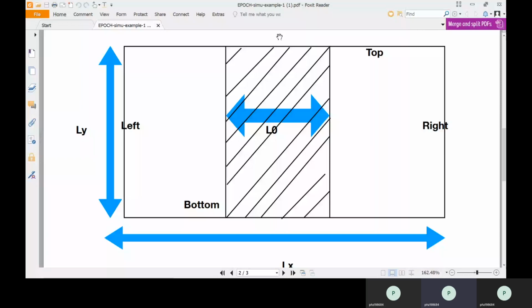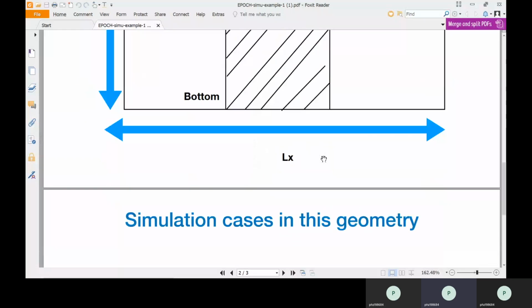So this is our simulation box. Here we have a plasma region of length L0, and this is the total box of length Lx along the x direction and Ly along the y direction. The laser beam is going in this direction. We have periodic boundaries in the y direction and absorption boundaries in the x direction.